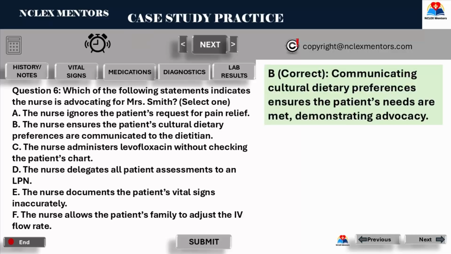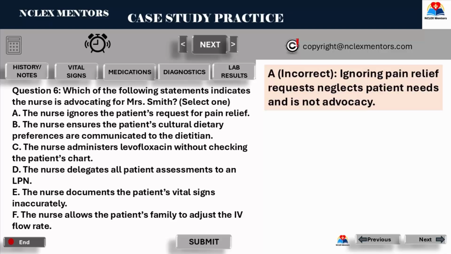Correct answer B. Communicates cultural dietary preferences. Why? B. Advocacy means speaking up for the patient's needs. This includes respecting their culture and preferences, and ensuring these are incorporated into care. Let's look at what advocacy is not.